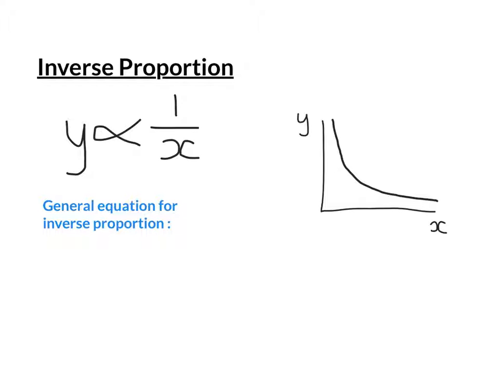We can write a general equation for inverse proportion, and it's going to include our constant of proportionality k, just like with direct proportion. But in this case, it's going to be y is equal to k divided by x.